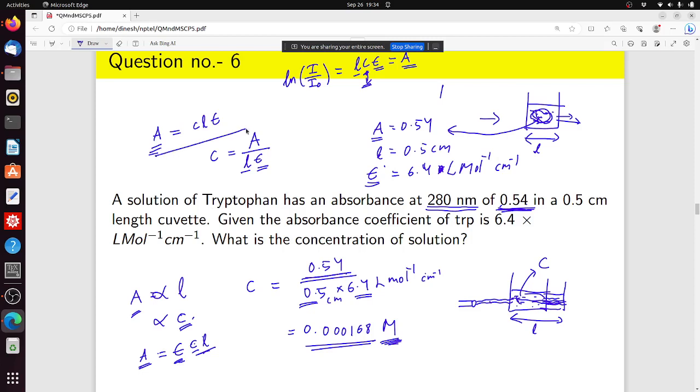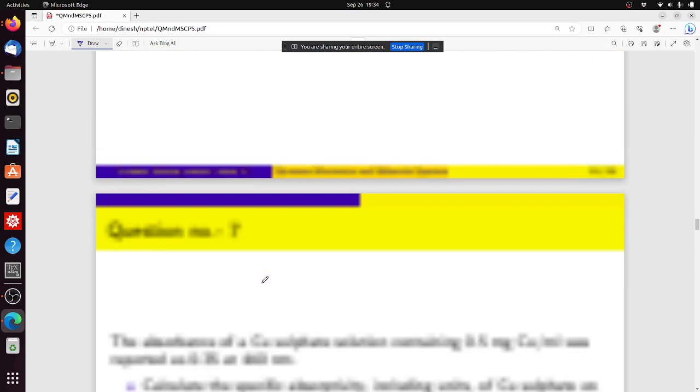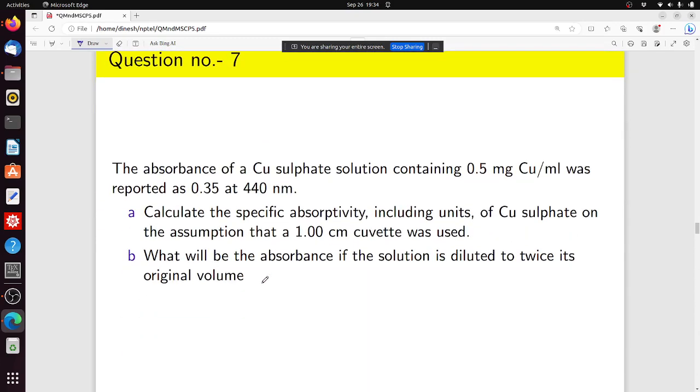So it's straightforward. We have the relation, all these parameters are given, and epsilon is given. We need to calculate the concentration of the solution. Everything is given, you just put in the values and get the concentration. Okay, moving on to the next question.